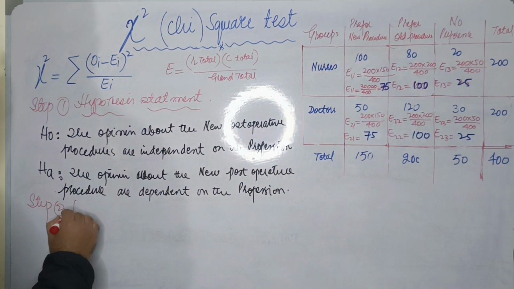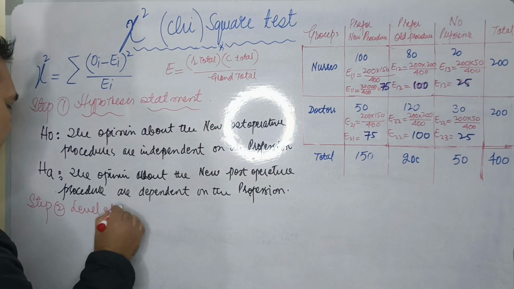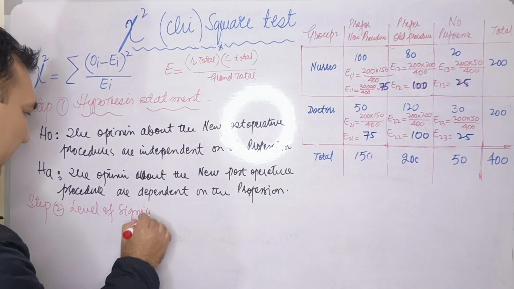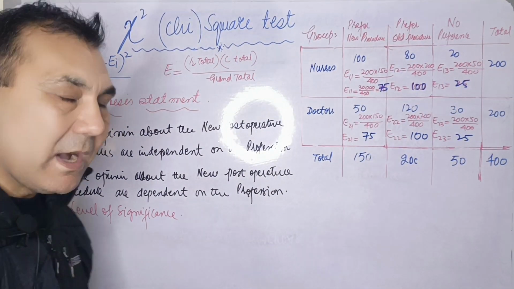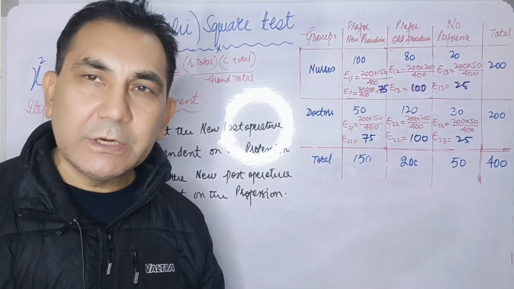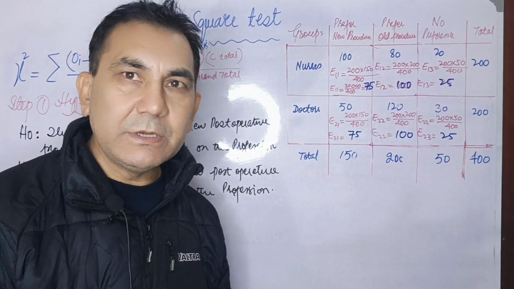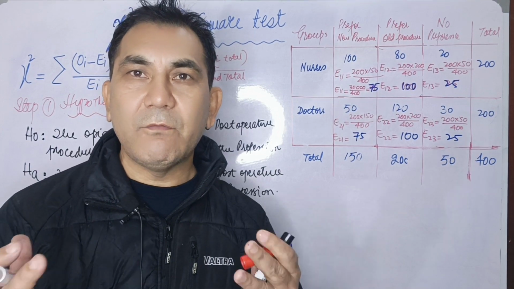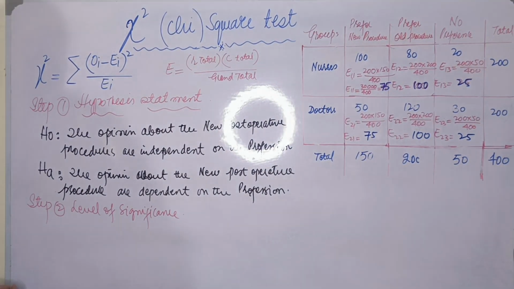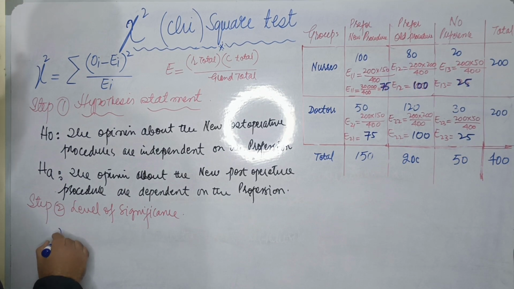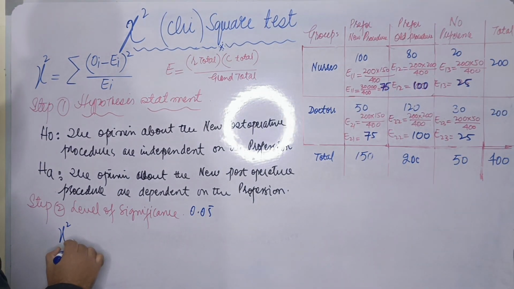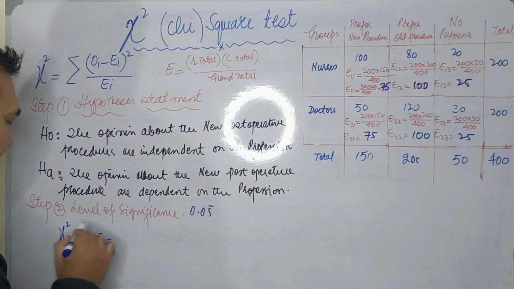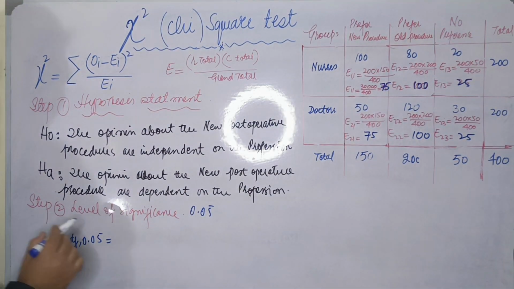Step number 2 is the level of significance. The chi-square is the same, just like the paired t-test and the 2 independent t-test, it depends on the degree of freedom. Okay, so again the level of significance is 0.05. Then how will we calculate the degree of freedom?